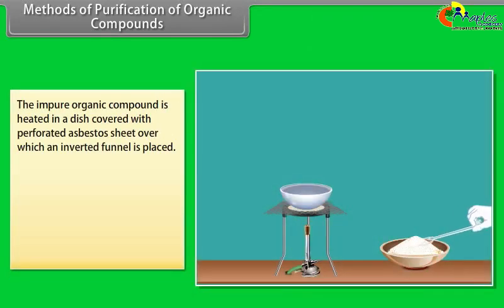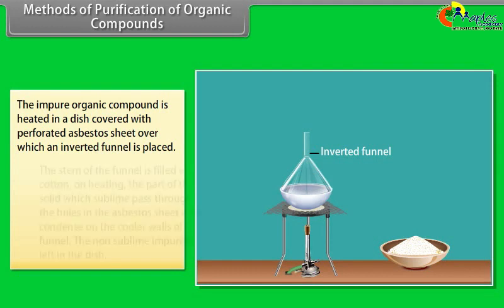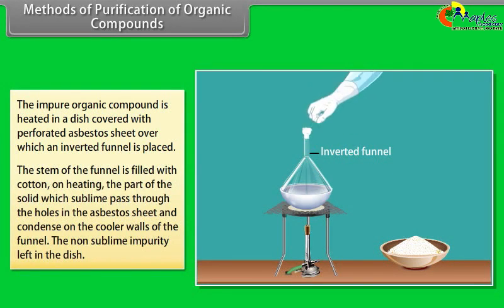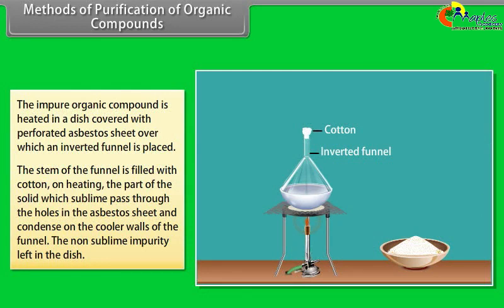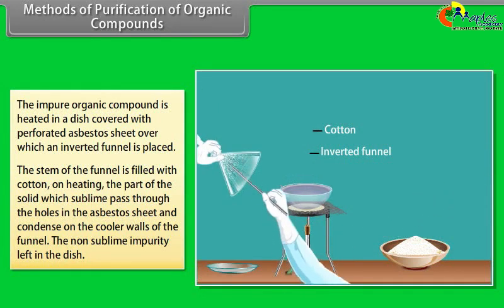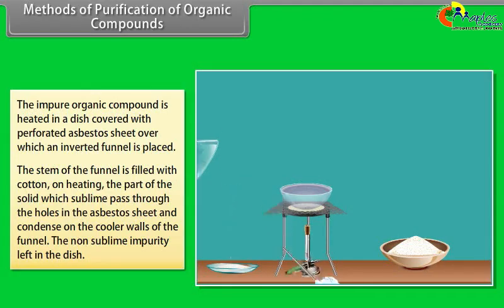It is used to separate sublimable organic compounds from non-sublimable compounds. The impure organic compound is heated in a dish covered with perforated asbestos sheet over which an inverted funnel is placed. The stem of the funnel is filled with cotton, and on heating, the part of the solid which sublimes passes through the holes in the asbestos sheet and condenses on the cooler walls of the funnel. The non-sublimable impurity remains.